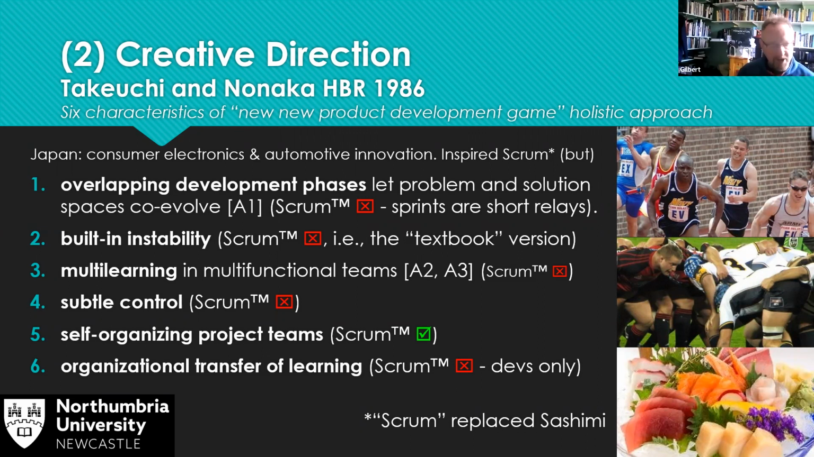Otherwise, it's art direction, creative direction. And whilst there are different styles, what Takeuchi and Nonaka pointed out was that the really effective work was about subtle control, not about Gantt charts, etc. Self-organizing project teams was the only thing that was picked up by Scrum, and organizational transfer of learning. But the key thing here is about creative direction being about subtle control and coaching and mentoring, not about command and control.